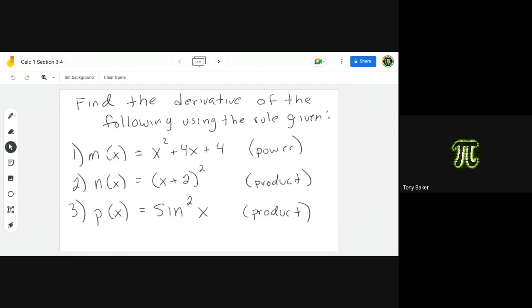2x plus 4 plus 2. Yep, 2 cosine x for the third.